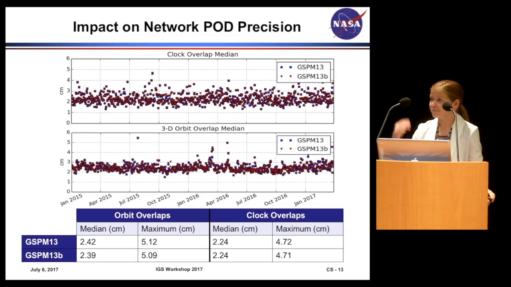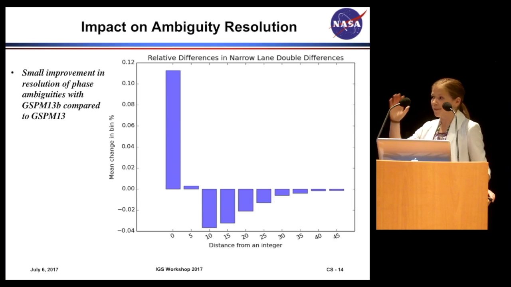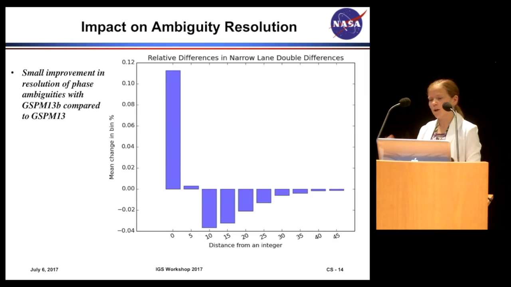We were actually pretty happy with our impact on ambiguity resolution. Even though it's small, you see that we get about 0.1% improvement in that top bin percentage. This is about the same magnitude as we saw with the change from GSPM 10 to GSPM 13, which was an update of the entire constellation of satellites. So this POD was done for the previous 2.5 years, where the Block 2Fs were about 1/3 of the constellation. So even with an update to just that amount, we still see a decent improvement in the ambiguity resolution.